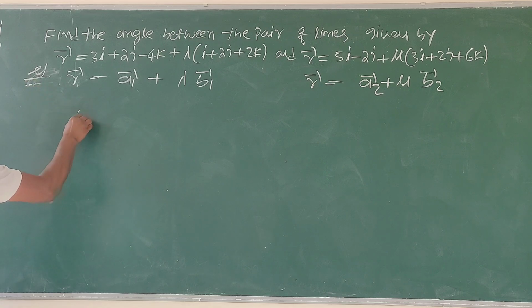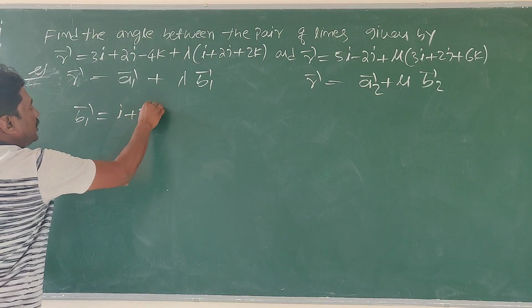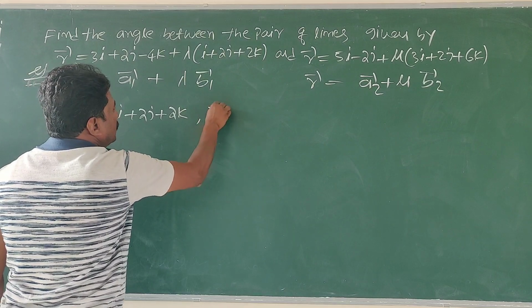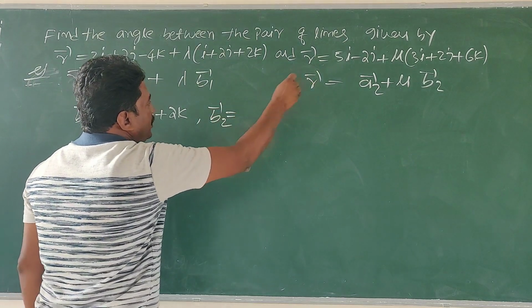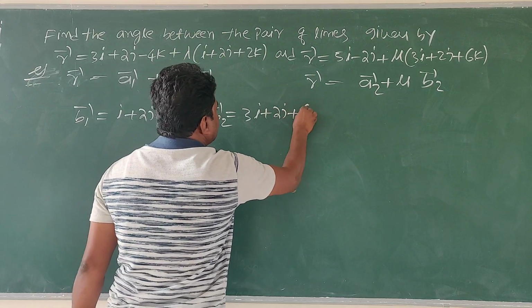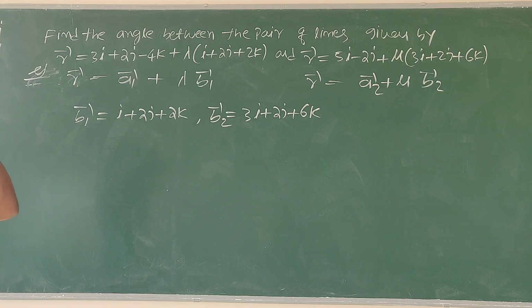Solution: b1. Tell me b1, vector b1. How much is b1? i plus 2j plus 2k. Vector b2. Tell me b2, students. b2 is 3i plus 2j plus 6k.